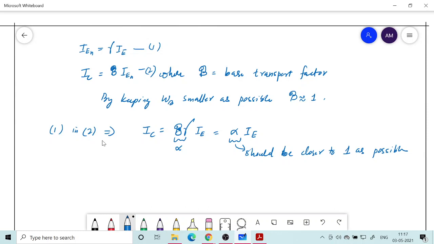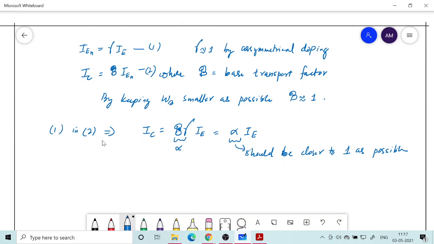So there are two factors that influence this. One is the emitter injection efficiency: gamma can become close to 1 by asymmetrical doping. I told you, N plus and P minus. Then beta can be made close to 1 by decreasing the base width. So these are the two things.